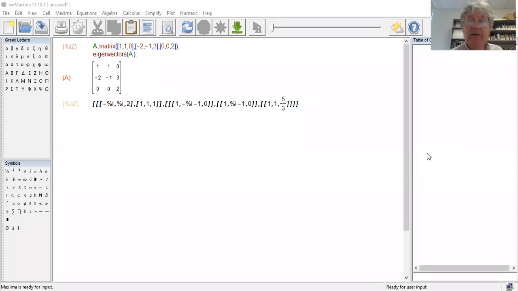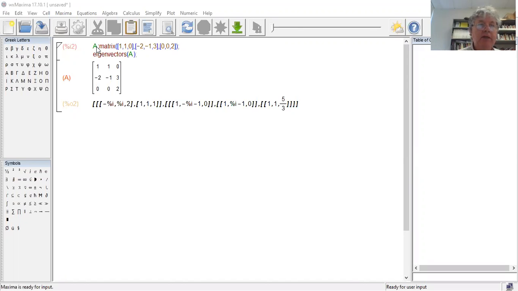Okay, and the final little video is just one to show you how to use Maxima to compute eigenvalues and eigenvectors. Okay, so here is a file which you can download from Blackboard.